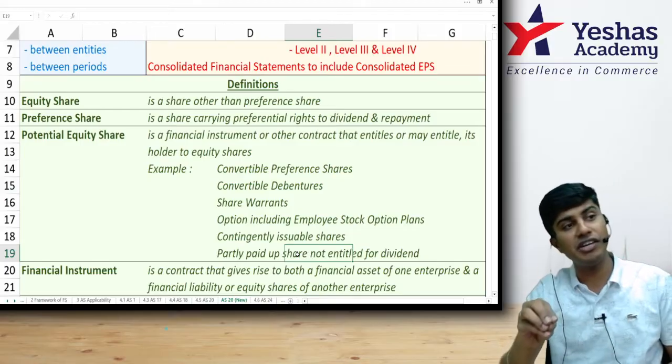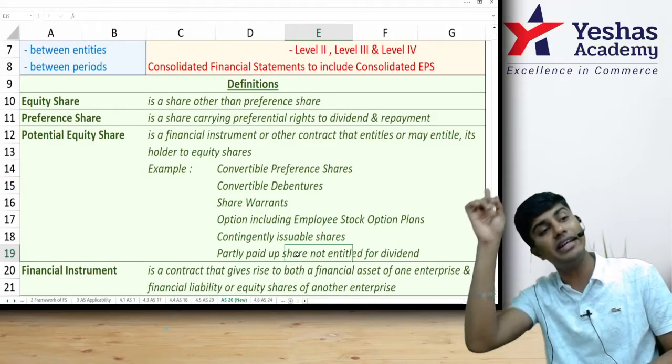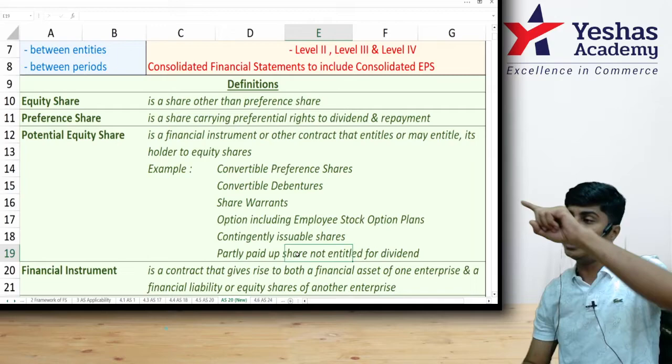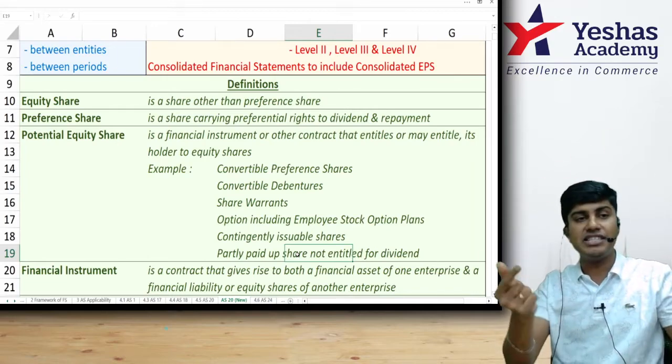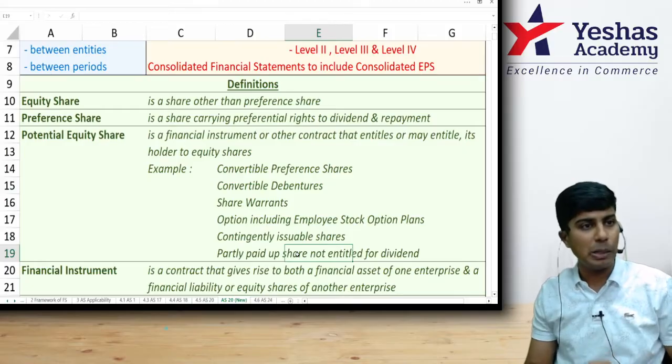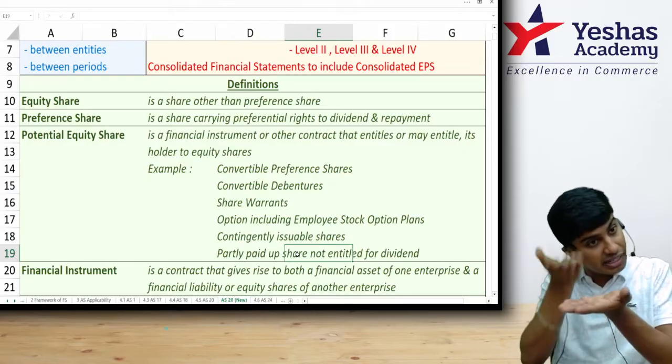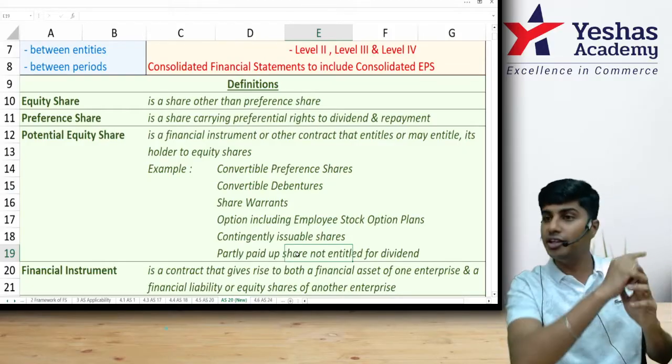It is a potential equity share to be considered only in diluted EPS computation. The day it becomes fully paid up, we'll consider it in basic EPS. However, if it is eligible for dividend for the partly paid up portion, then it is considered in basic EPS computation in the denominator.